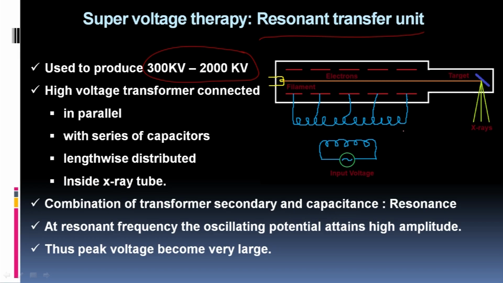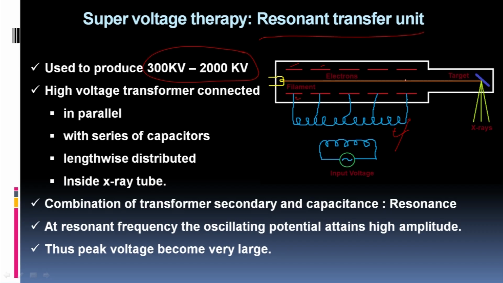inside the X-ray tube. So these are the capacitors, and these are the conventional transformers, which are connected in parallel with a series of capacitors. This series of capacitors is distributed lengthwise inside the tube.